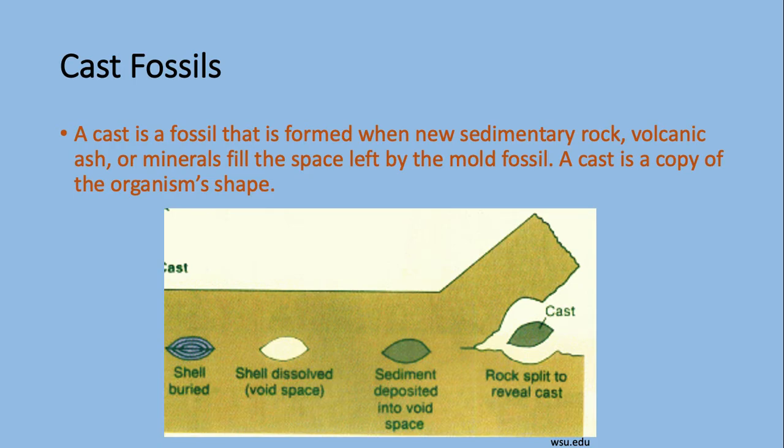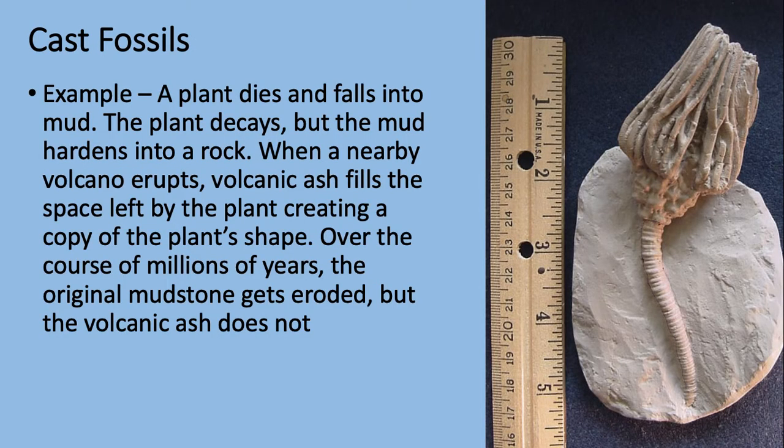A cast is a fossil that is formed when a new sedimentary rock, volcanic ash, or minerals fill the space left by the mold fossil. A cast is a copy of the organism's shape. So you need to have the mold first, and then maybe the cast is created by volcanic ash or minerals or sedimentary rock. Here's the example.